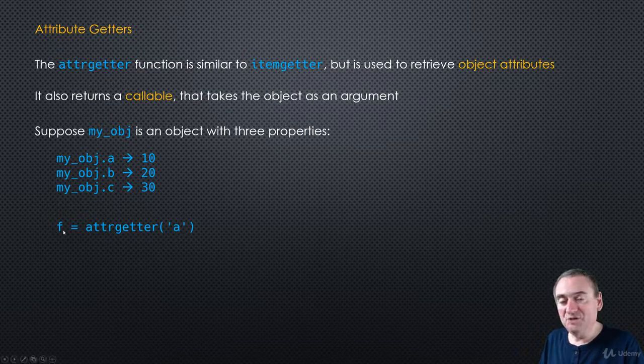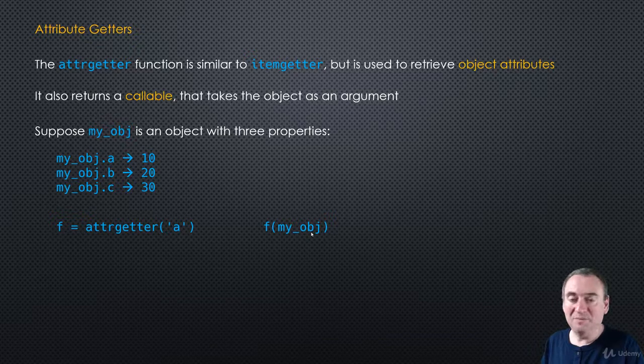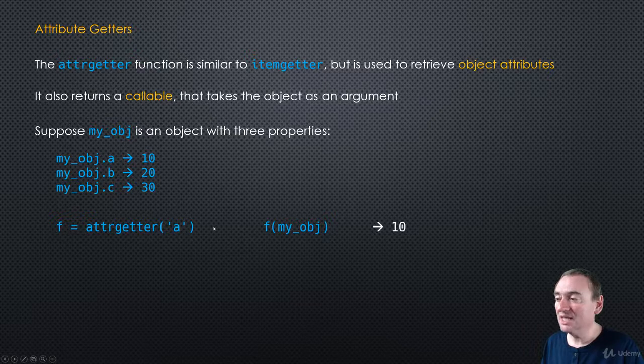And this is why f is a callable. So now we can call f passing in my object. So it doesn't matter what the object is. If it has this attribute A, f of my object will return whatever A is. Either it's a value, if it's a property, or maybe it's a method, right? If it's an instance method. In this case, it will return 10 because we're looking for A.